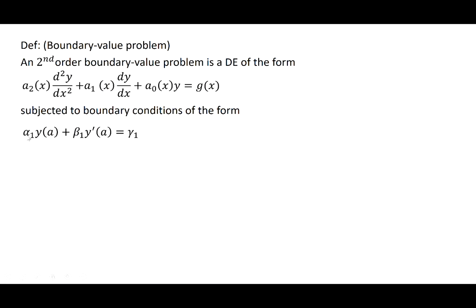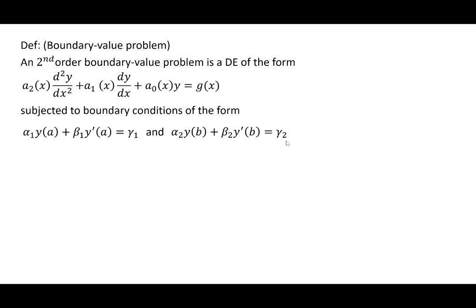They look like this. The first condition looks like alpha sub 1 times y of a plus beta 1 y prime of a equals gamma 1. And the second condition looks like alpha 2 y of b plus beta 2 y prime of b equals gamma 2. Does that scare the wits out of you when you look at it? If I were you, yes. I was like, what the heck is that, man? But I'm here to explain to you what all of this is. This is not really all that complicated. Alpha 1, beta 1, gamma 1, alpha 2, beta 2, gamma 2, they are all just constants. People in the business use those terms.